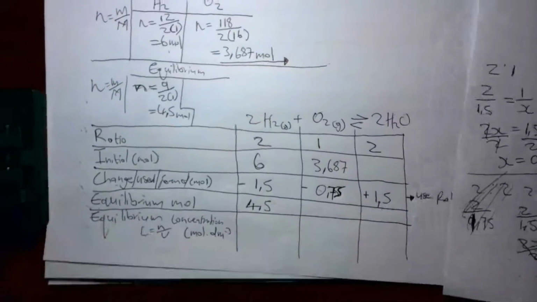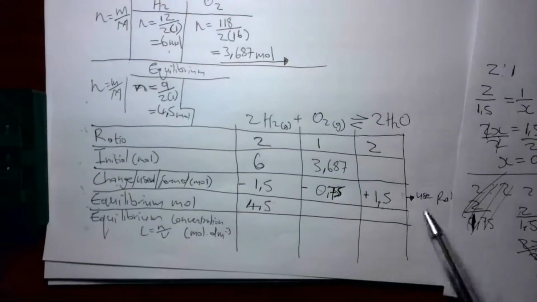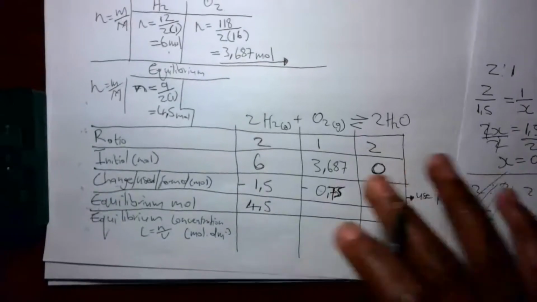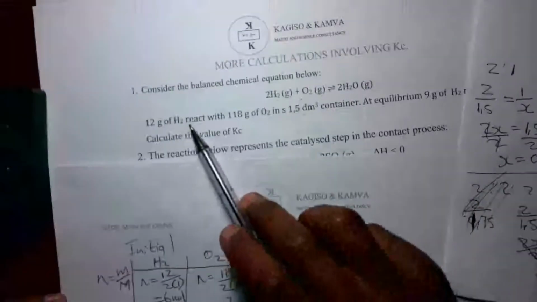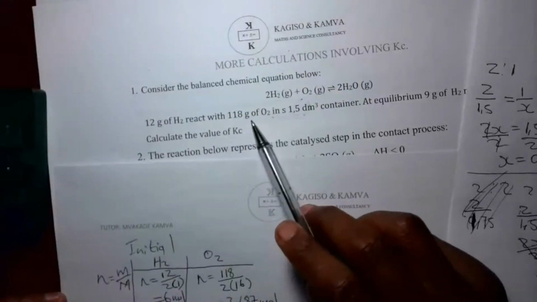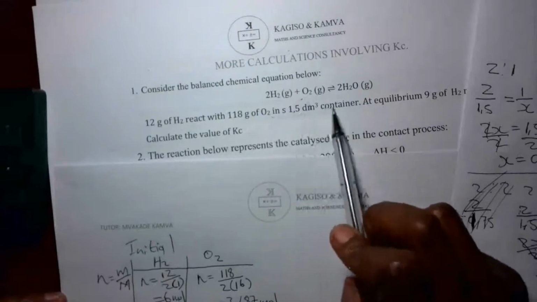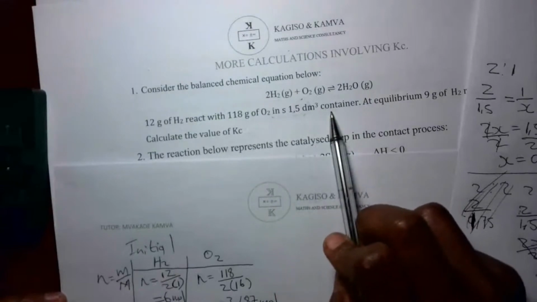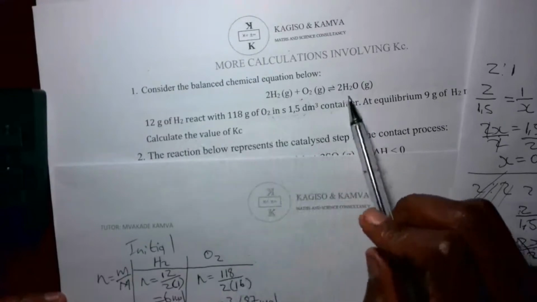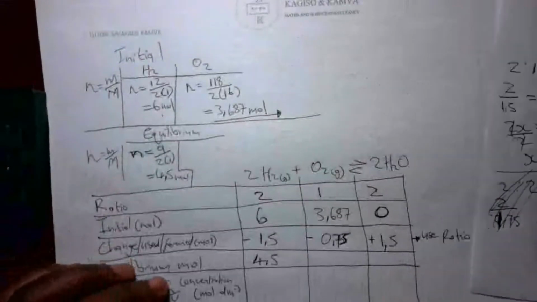Okay, so I must have left something earlier here. So the value here is 0. It's 0 because from this question we are told that initially 12 grams of H2 and O2 react with 118 grams of O2 in this container. So we know that initially what is in the container is H2 and O2. So we don't have the product H2O in the container initially. So hence the value here is gonna be 0.